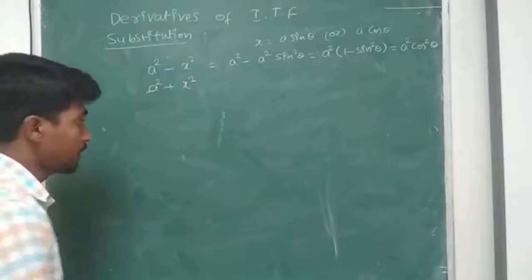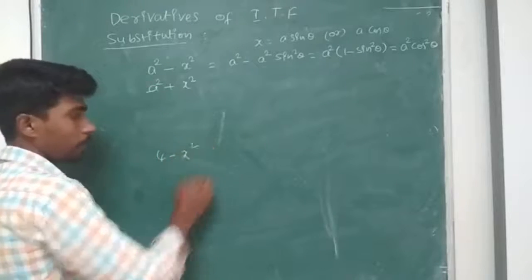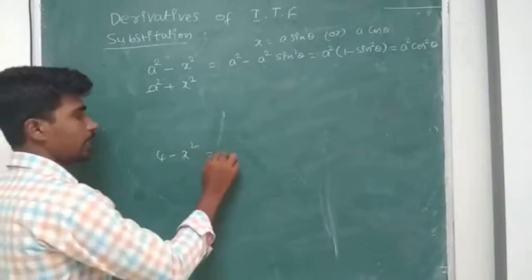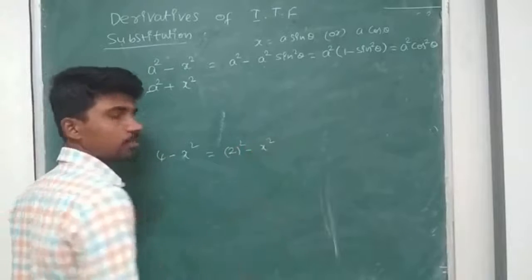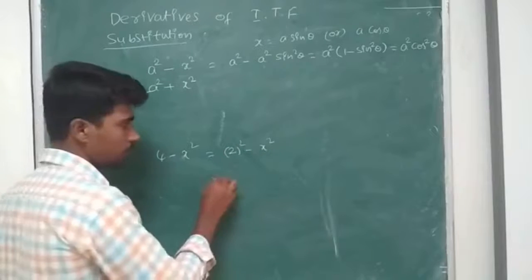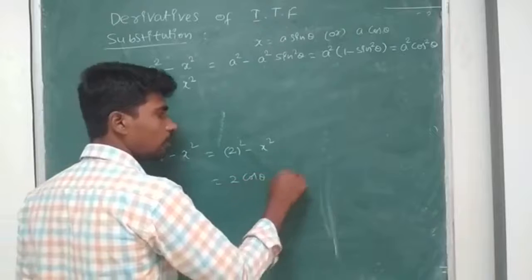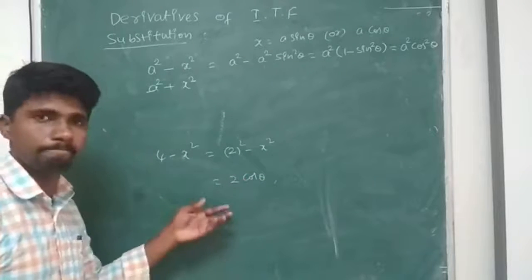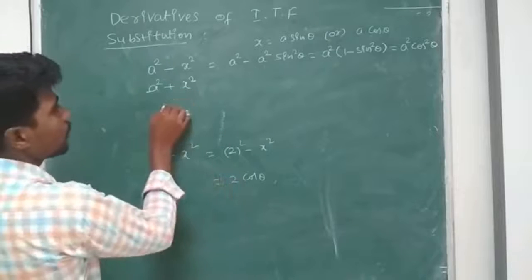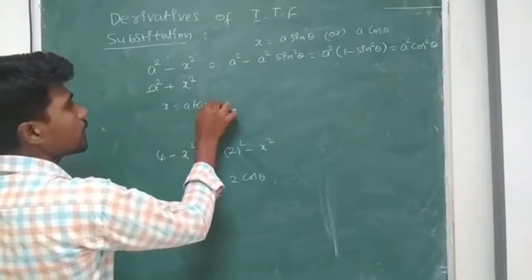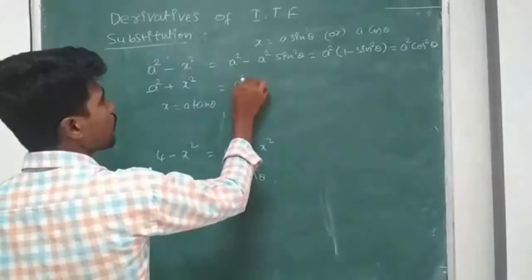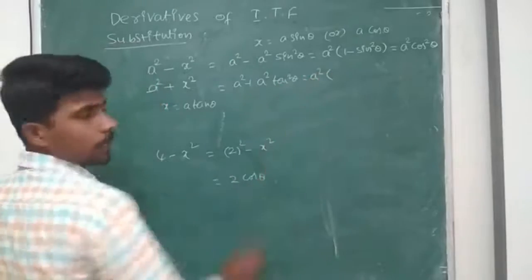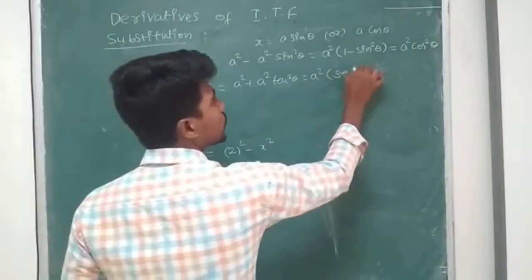Suppose I have 4 minus x square. Then we just write it as 2 square minus x square, so I write x as 2 cos theta or 2 sin theta. Now I go to this one. I substitute x is equal to a tan theta. Then what do I get? A square plus a square tan square theta. I take a square common: 1 plus tan square theta, which is nothing but secant square theta.